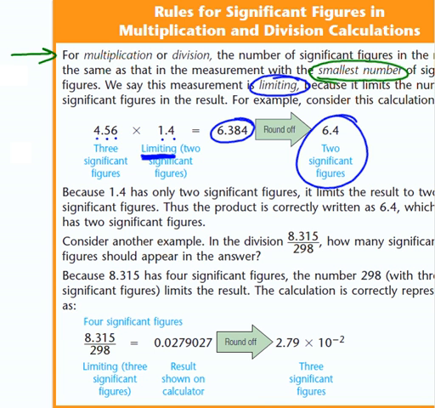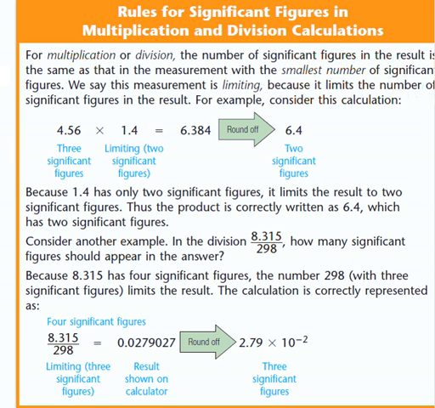Okay? So, like I said, it's right here out of your book. It says because 1.4, right here, has only 2 significant figures, it limits the result to 2 significant figures. Thus, the product is correctly written as 6.4, which has 2 significant figures. Okay? So, let's go ahead and take a look at another example. Move the board over a little bit. So, here's the other example.